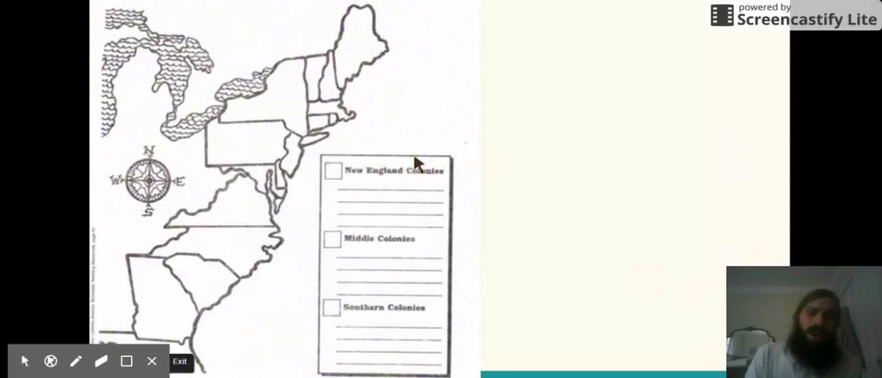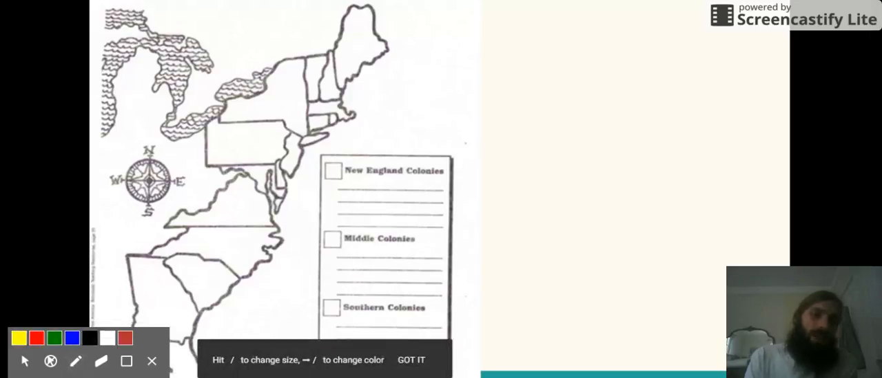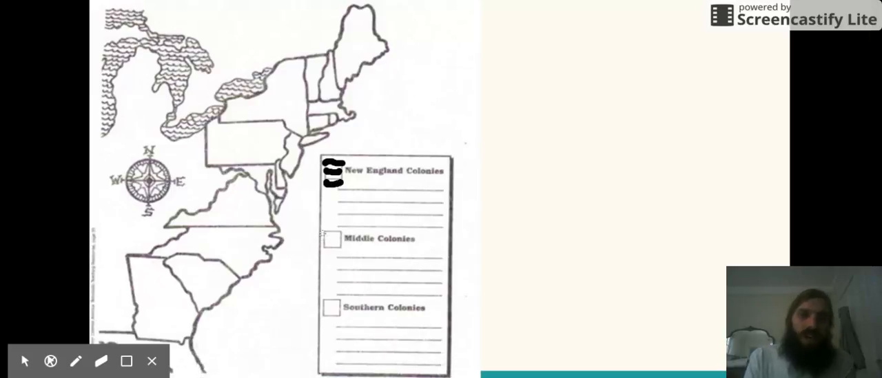So for the New England colonies, tell what settler groups settled there, the Pilgrims and the Puritans. But then I also want you to use this map to create a key and show where these different settler groups settled. So for the New England colonies, use horizontal lines as your symbol in your key. In the middle colonies, use polka dots as your symbol in your key. And in the southern colonies, use vertical lines as your symbol.